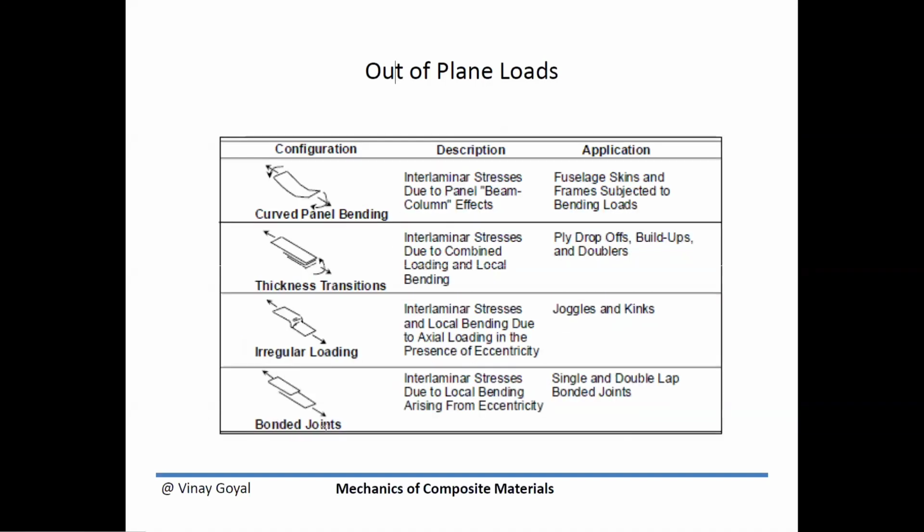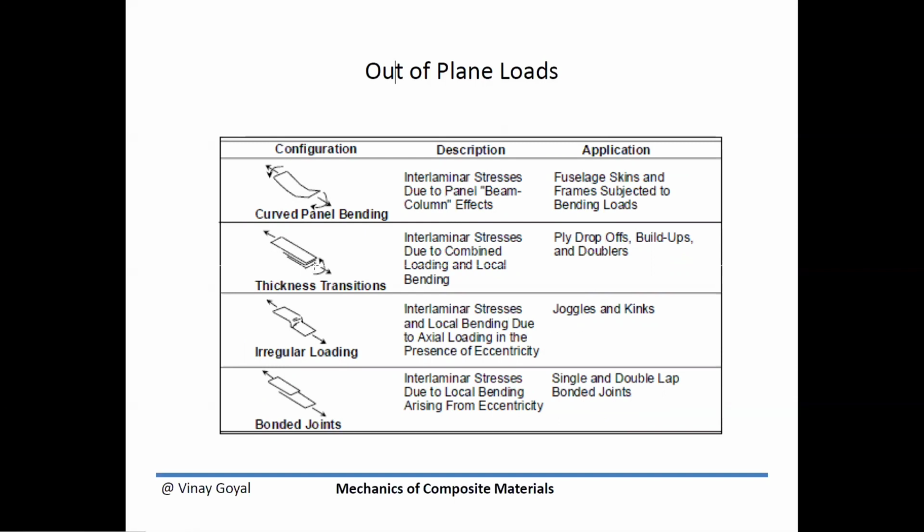Other situations where you could see out-of-plane loads are curved panel bending. So if you have a curved panel and you have bending on that, you could have a situation where out-of-plane loads could occur, which could lead to delaminations. Fuselage skins and frames subject to the bending loads is an example.